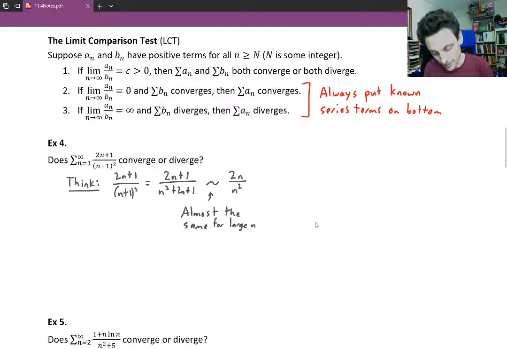Now this 2n over n squared simplifies down to 2 over n, and that's the series that we're going to make our comparison to. 2 over n is like 1 over n. It's just twice 1 over n. And since 1 over n as a series diverges, well, 2 over n is going to diverge as well, as we mentioned, just taking a series and multiplying all the terms by 2 doesn't change whether it converges or diverges.